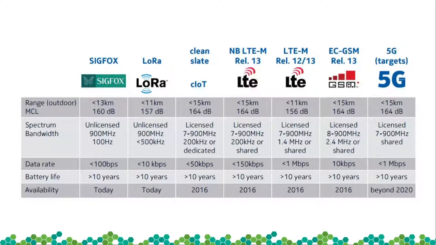This is a table which I found, a table from Nokia. I think it's about 1 year old, so some of the data could be outdated. But it summarizes the status of and the differences between those networks in terms of bandwidth and whether they operate in licensed or unlicensed radio spectrum.